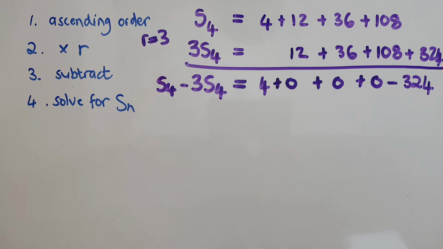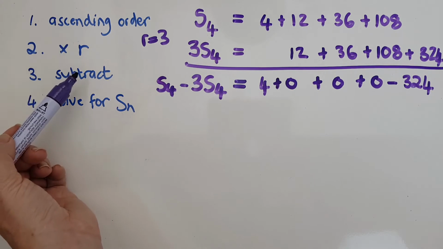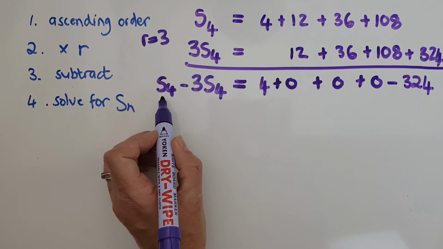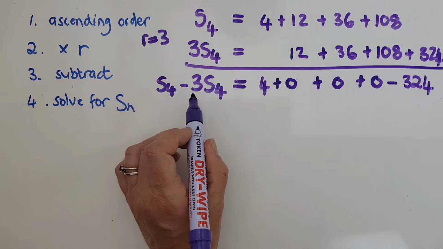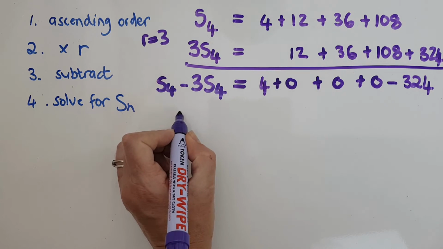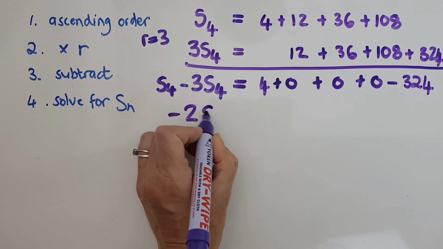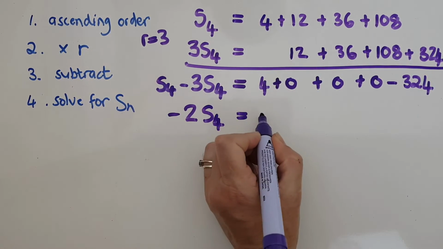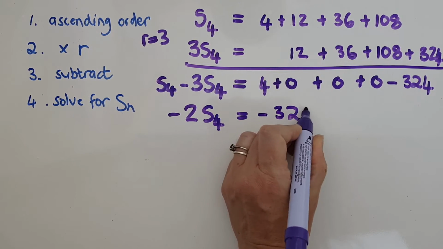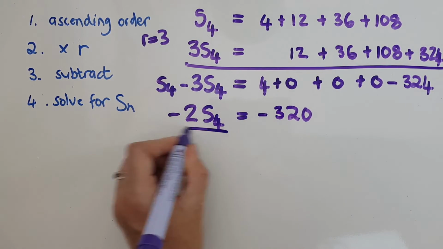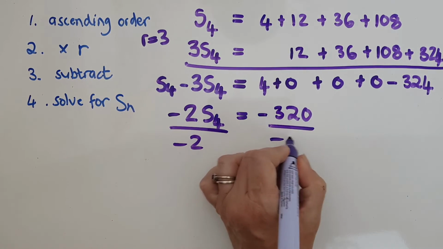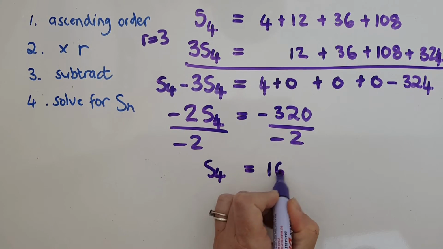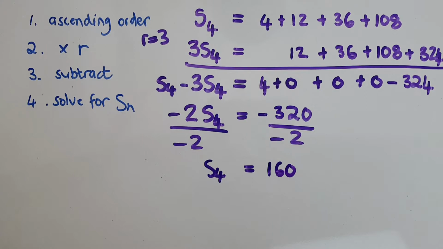Okay, so now I've done those 3 steps and I've got to solve for Sn. So if I have 1 S4 and I minus 3 S4s, I've obviously got negative 2 of them, right? So negative 2 sums to 4 terms. When I put those together, I'm going to get negative 320. Okay, and now I'm going to solve by dividing by negative 2. So the sum to 4 terms is 160. Okay, so what I'm doing works.